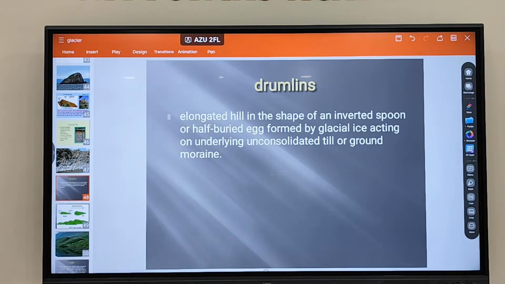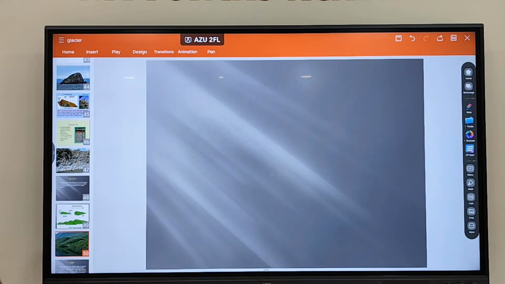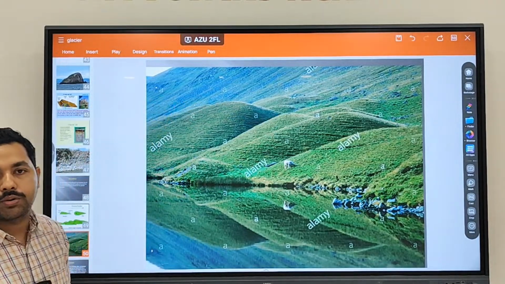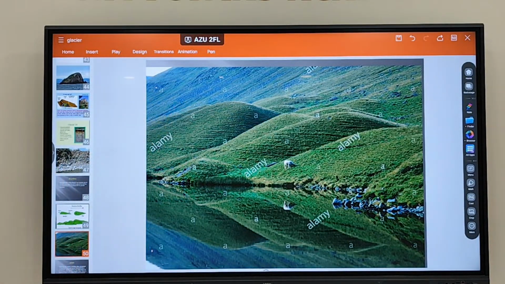So this is all about the term drumlin. Remember that drumlins are found like this. Many spoon-shaped elongated hills you are going to find. So this is referred to as a drumlin part.